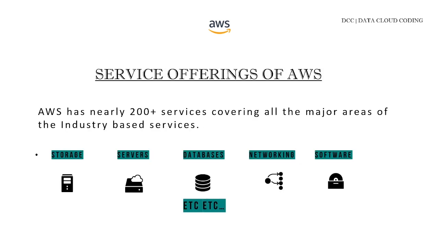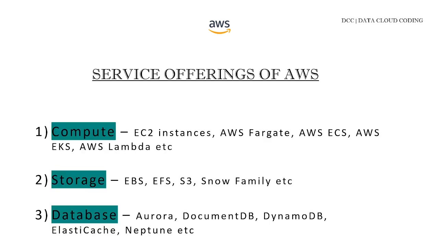So let's move on to the service offerings of AWS. Let's see what are the services that AWS has to offer. AWS has nearly 200 plus services covering all the major areas of the industry-based services. We have services for storage, servers, databases, networking, software, and so on. These are only the 5 headings that I have covered here. We do have a lot of services inside of AWS. Let's see a couple of examples.